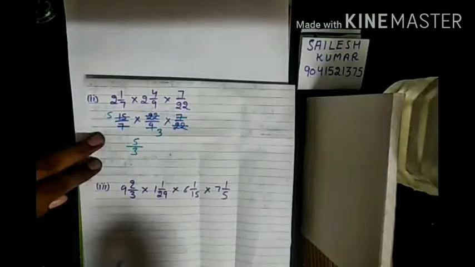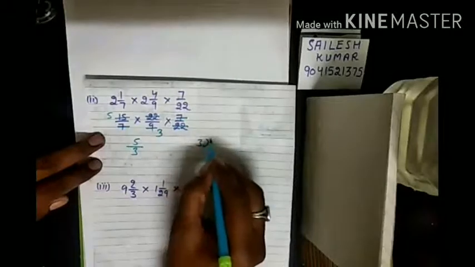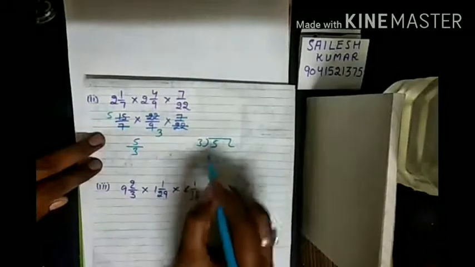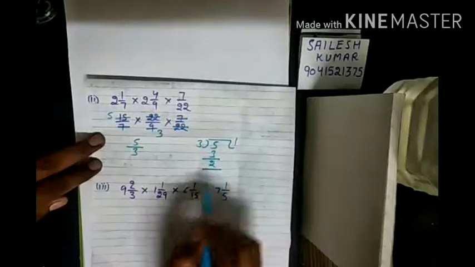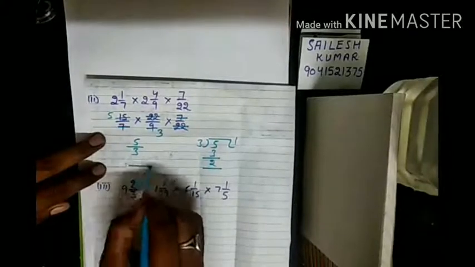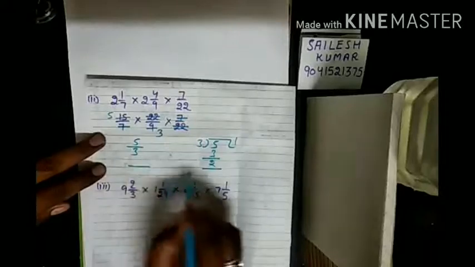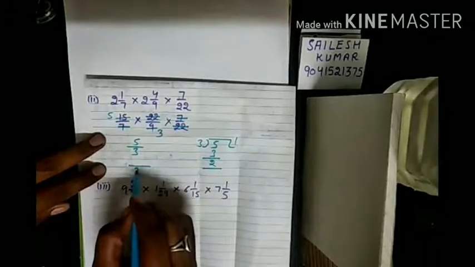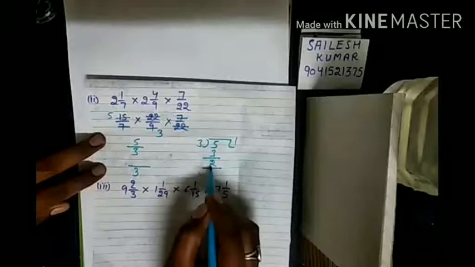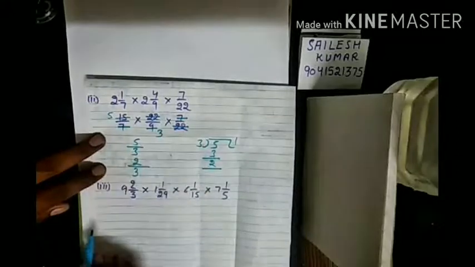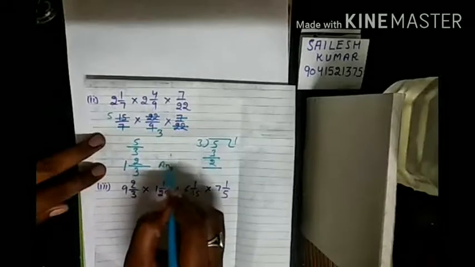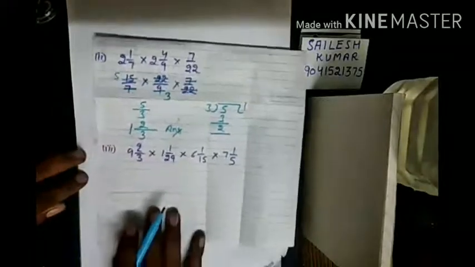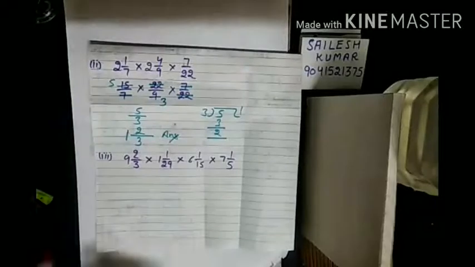improper fraction, so I will convert this into a mixed fraction. 3 ones are 3 and the remainder is 2. Now 3 and this remainder in this place and 1 is here. Now my answer is 1 and 2 by 3. In this way we can solve this question.